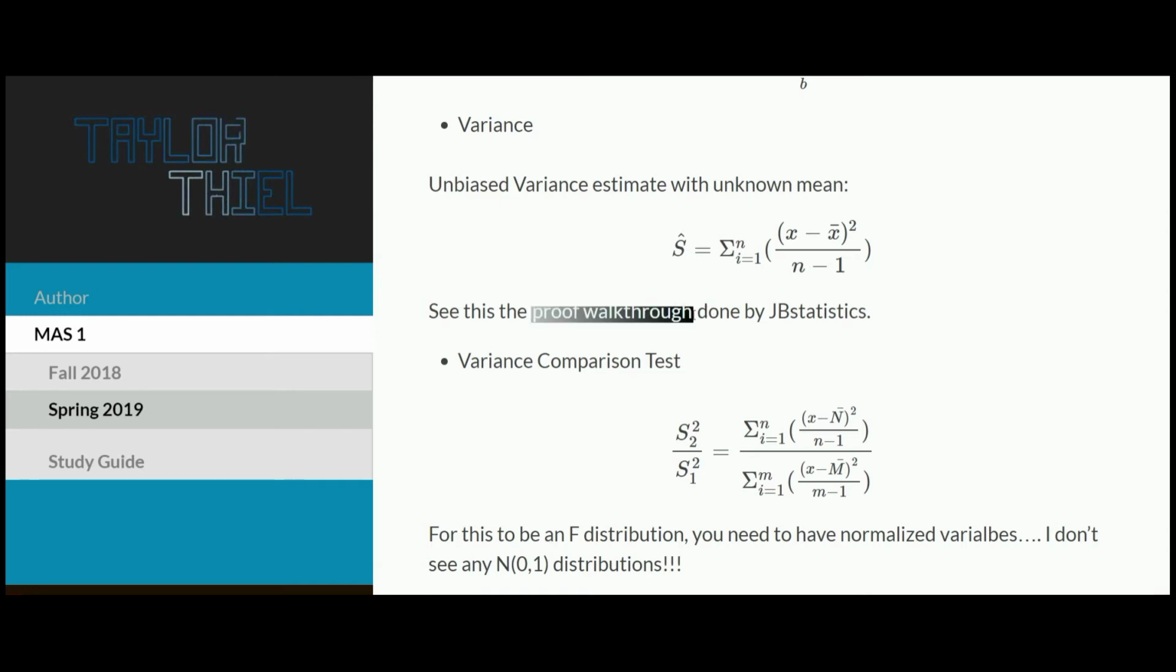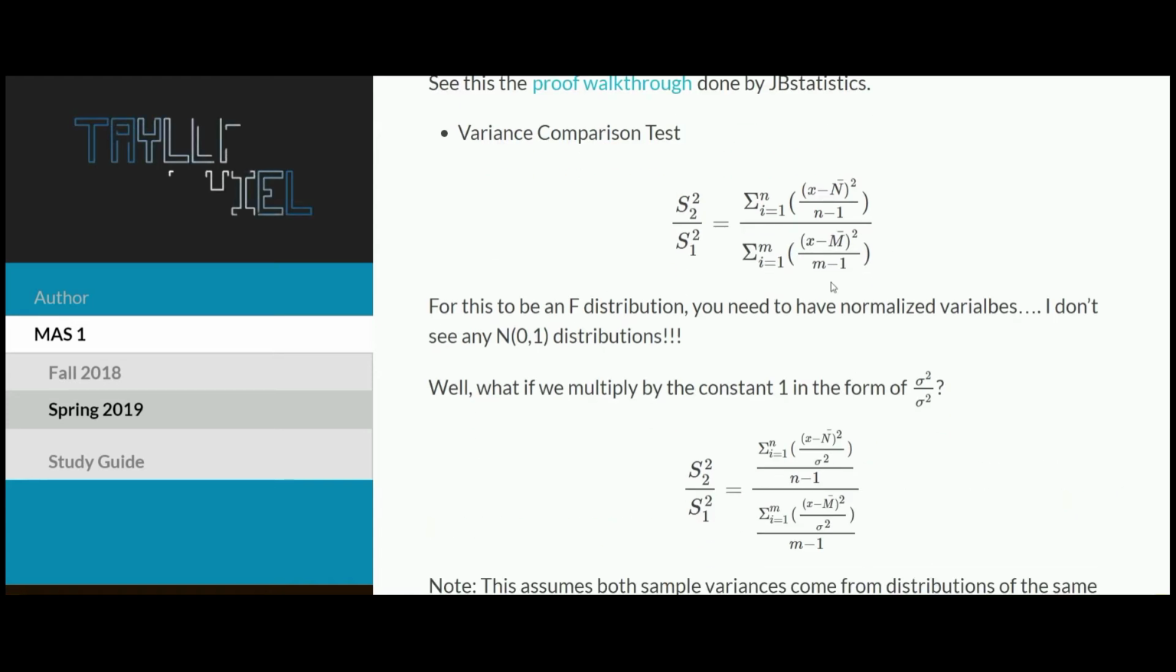But for the purpose of this walkthrough, we're just going to take it for granted that this is the unbiased variance estimator. So with that, we can then say, alluding to or foreshadowing what we're going to be doing, what if we had two sample variances and we wanted to divide one by another? Here I'm just taking the unbiased estimator and writing it for each of them.